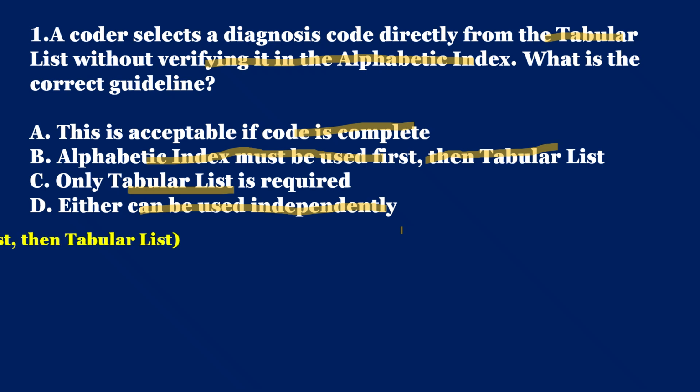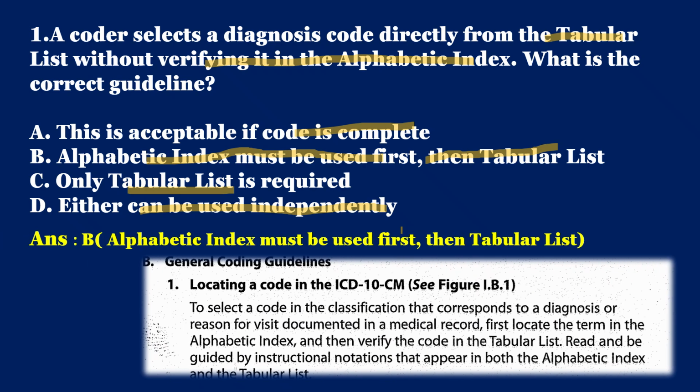So the answer will be option B. The alphabetical index must be used first, then the tabular list. According to the ICD general coding guidelines, we always have to use the alphabetical index first and then the tabular list. Guys, you can see here in the guideline, locating a code in ICD-10-CM: first locate the term in the alphabetical index and then verify the code in the tabular list. So this is the correct guideline. We should always follow it.